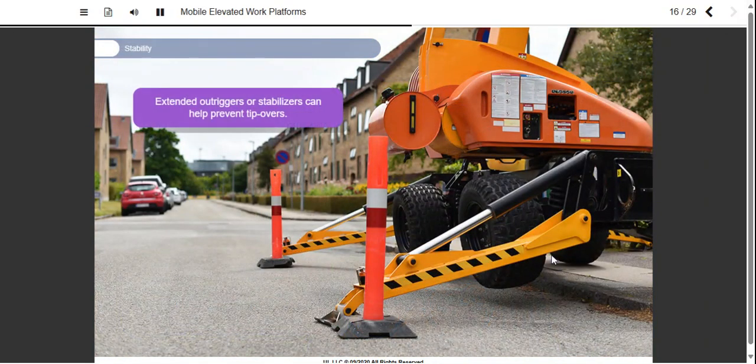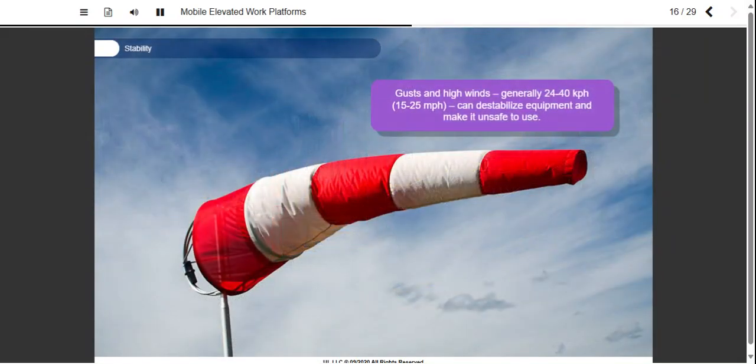Mobile elevated work platforms are more susceptible to tipping over without stabilizers or outriggers extended. Some equipment is designed so that you cannot lift any load without stabilizers in place. It is generally unsafe to use mobile elevated work platforms in gusty or sustained high winds of 24 to 40 kilometers or 15 to 25 miles per hour.